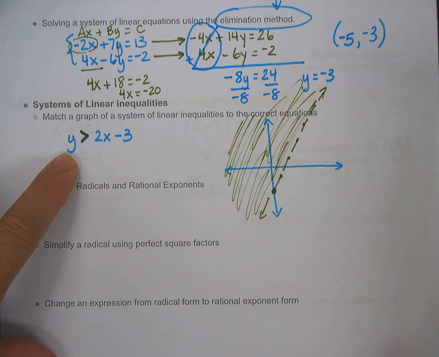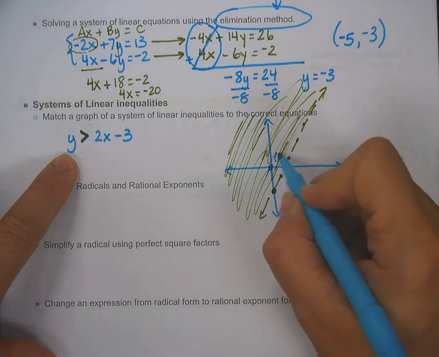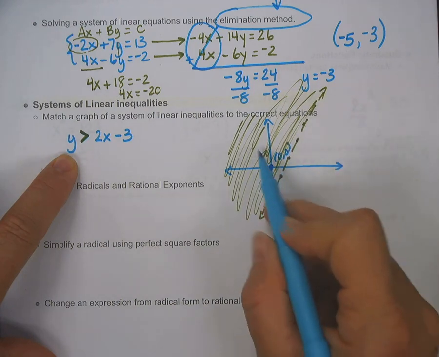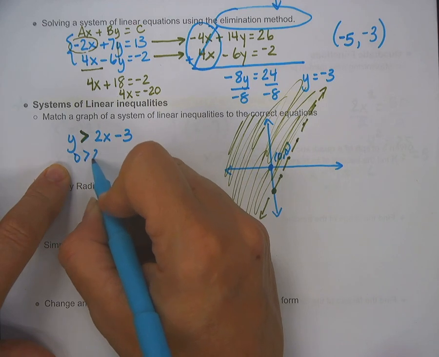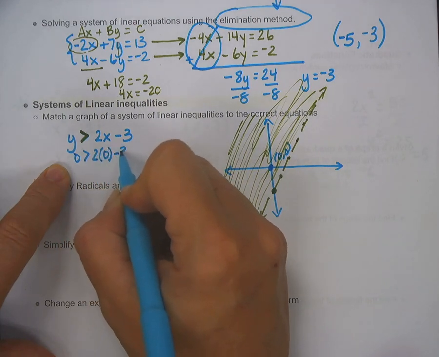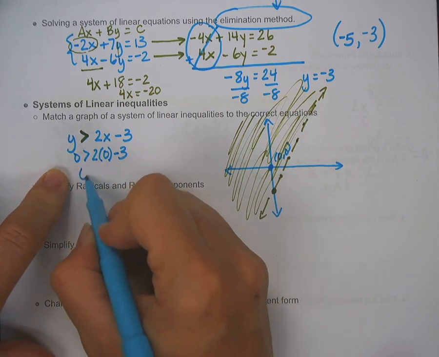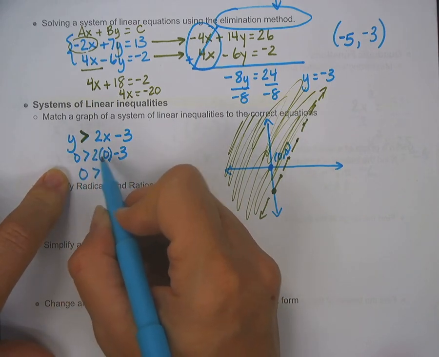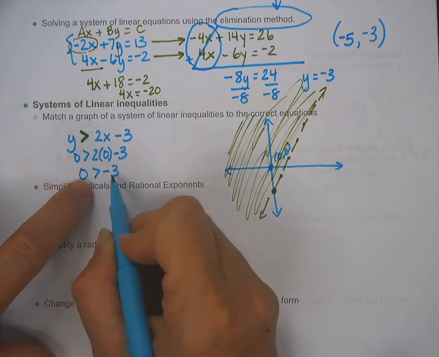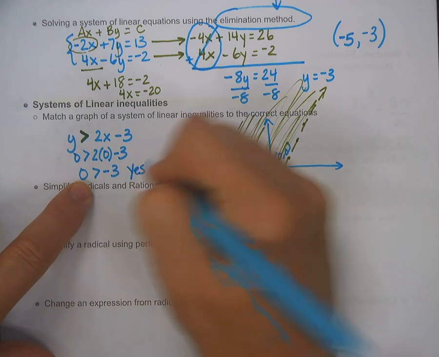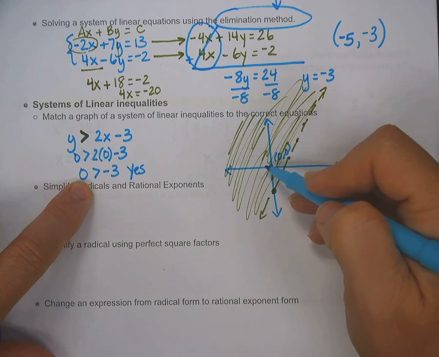Another way to do this is you pick a test point. So if you pick (0, 0), do you see that (0, 0) is clearly above the line? So if I put 0 in for y and 0 in for x, I want to decide if this is a true statement. So is 0 greater than 2 times 0, which is 0, minus 3? Is 0 greater than -3? Yes, it is. So we shade above the line to include our test point.